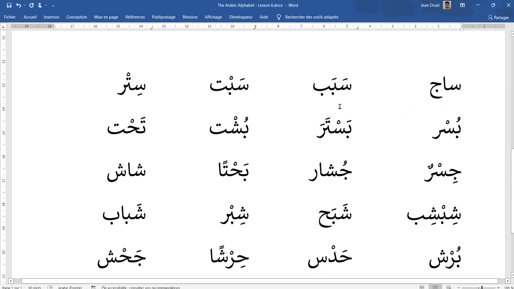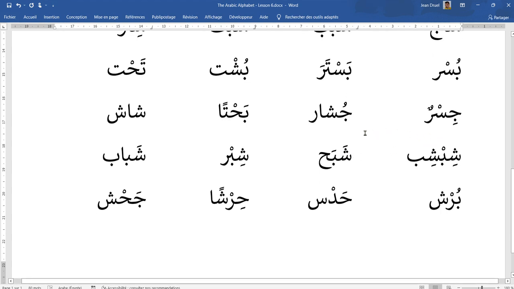Staj, sabab, sabt, sitr, busr, bastara, busht, taht, jisrun, jushar, bahtan, shash, shibshib, shabah, shibr, shabab, bursh, hads, hirshan, jahsh.